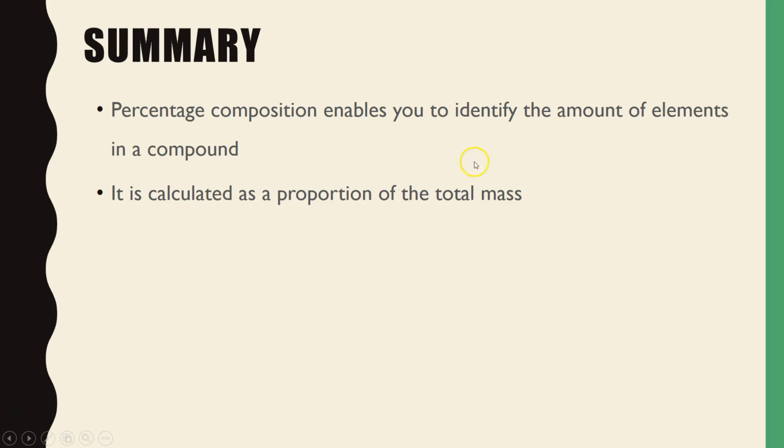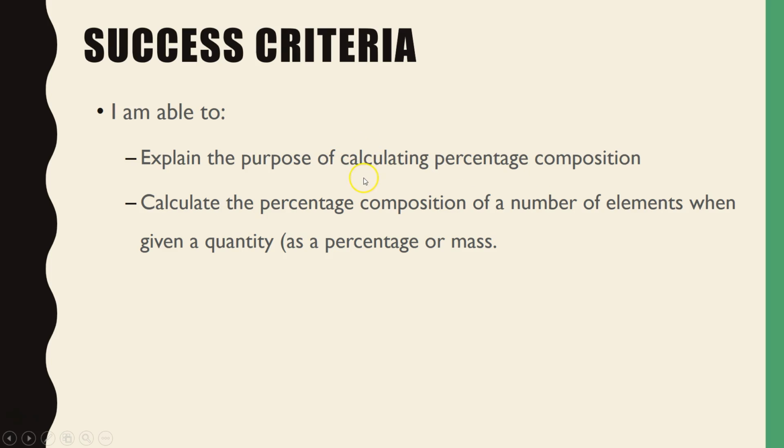The percentage composition enables you to identify the amount of elements in a compound, and it's calculated as a proportion of the total mass. You should be able to explain the purpose of calculating percentage composition and be able to calculate it using a number of elements when given those elements.